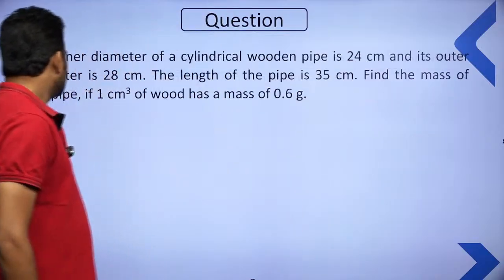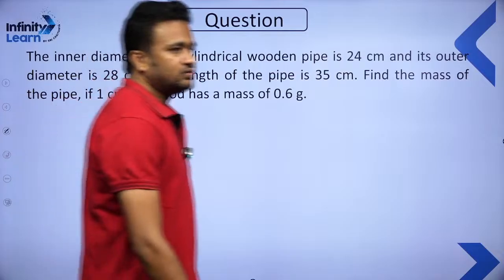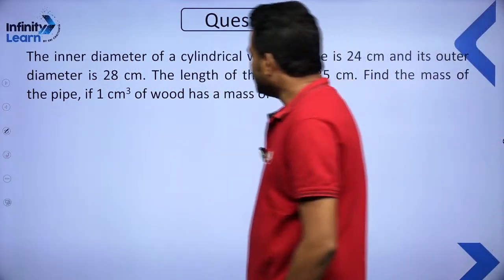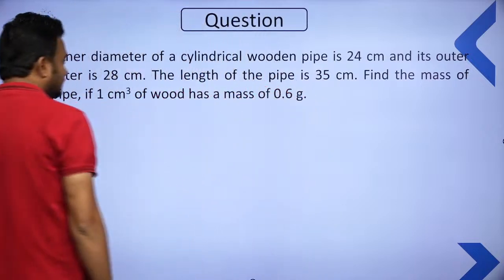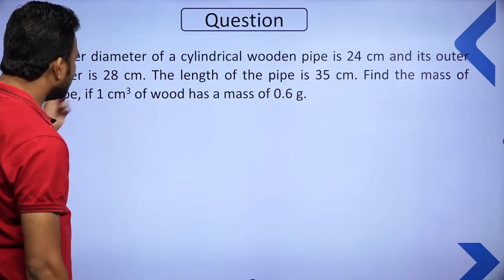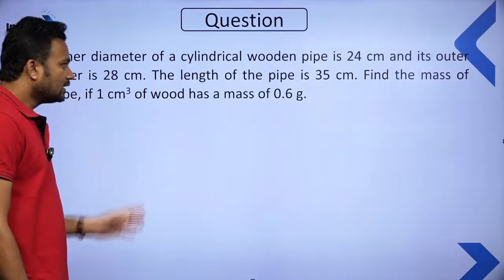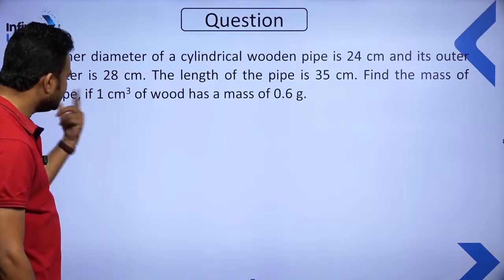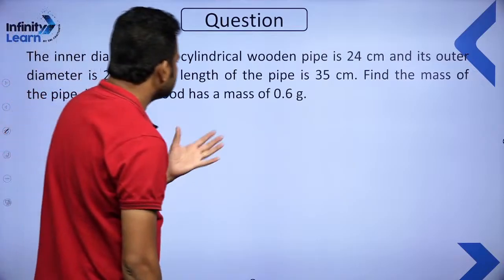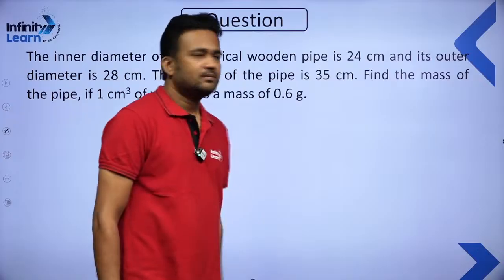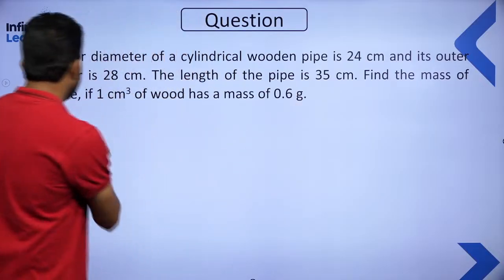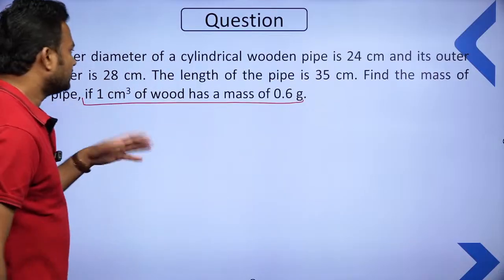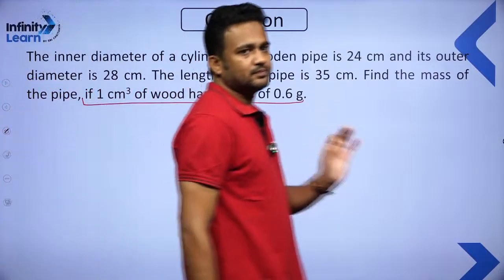Yes. Now the next question, guys. So let us read the question first. The inner diameter of a cylindrical wooden pipe is 24 centimeter and its outer diameter is 28 centimeter. Length of the pipe is 35 centimeter. Find the mass of the pipe if 1 centimeter cube of wood has a mass of 0.6 gram. This is called density. So density is basically 0.6 gram per centimeter cube.